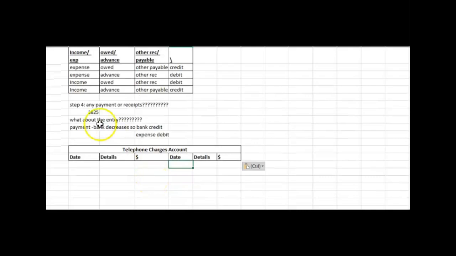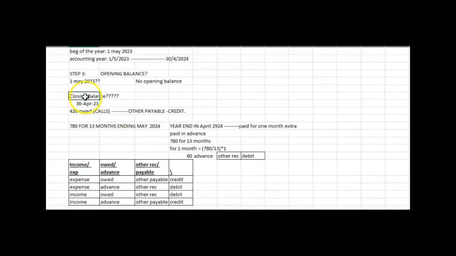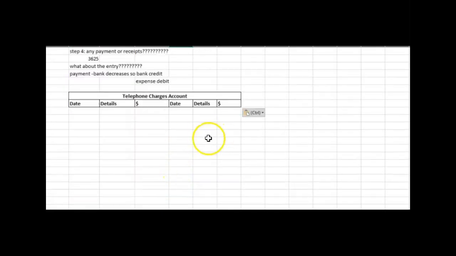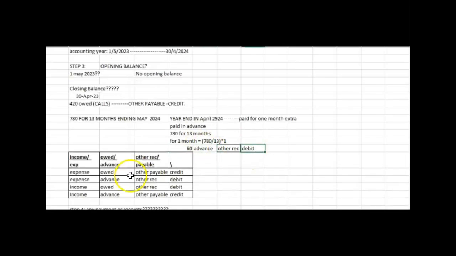Since we do not have the opening balance, we can start with the closing balance. For telephone charges, we have 2 closing balances. On the credit side, we have $420. And we also have a debit closing balance, which is $60, which we established before. Next, we can write the $3,625 from step 4 on the debit side, as discussed earlier, with the detail bank. Bank is the opposite entry to the expense.